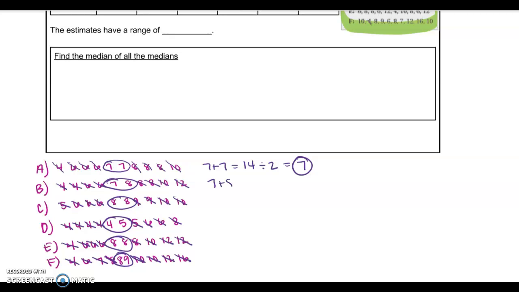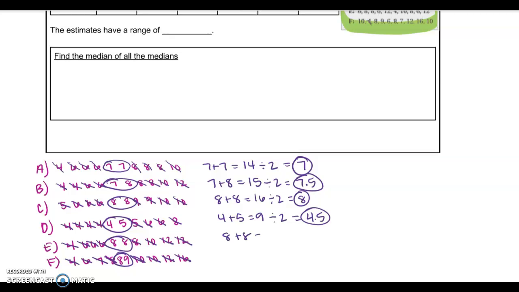So 7 plus 8 equals 15. Divide by 2, and we get 7.5. 8 plus 8 is 16. Divide by 2, and we get 8. Similar to the 7s, there's not going to be a middle in between two 8s. They're just going to be 8. So 4 plus 5 is 9. Divide by 2, and we get 4.5.